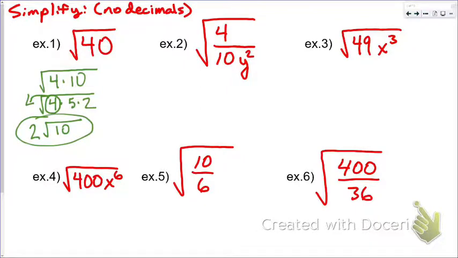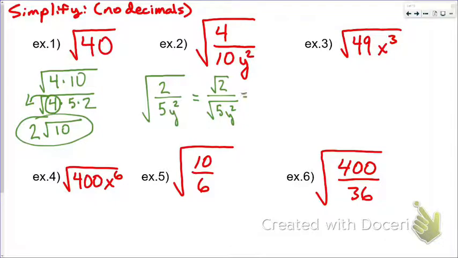On number 2, I would reduce that fraction first. So I'd reduce it down to 2/5 y squared. And then I would break it into two radicals. So we have square root of 2 over square root of 5y squared. Now the y squared is a little distracting, so if you want to hold off on y squared until the very last step, that's fine. But hopefully you realize y squared comes out of the radical as y.